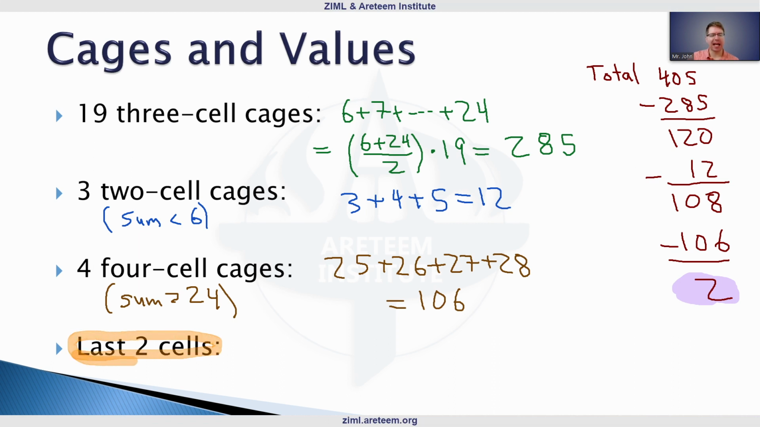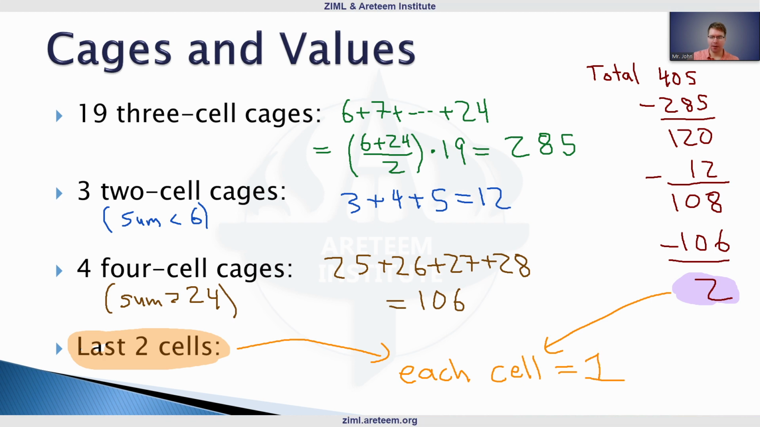Well, what about these last 2 cells? What's the smallest number we can put in a grid? Well, with doing the minimum of these 4 cages, we were left with only 2. And so 2 for 2 cells tells us that each cell equals 1. There's only one possibility there. Each of those cells has to be 1. We have to put 1 in the puzzle there and solve things from that point.